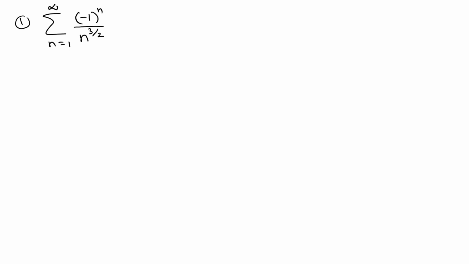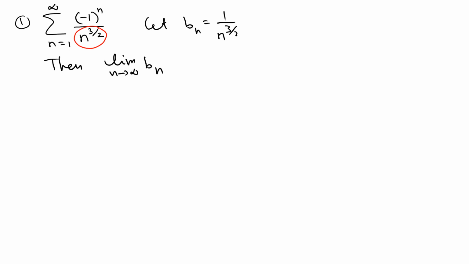To use the alternating series test, what we normally call AST, we're going to pick b_n equal to 1 over n to the 3 halves. So we're going to pick this part. Then let's try the limit as n goes to infinity of b_n, which is the limit as n goes to infinity of 1 over n to the 3 halves.